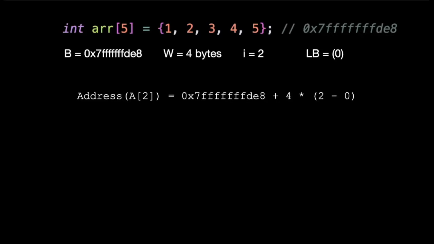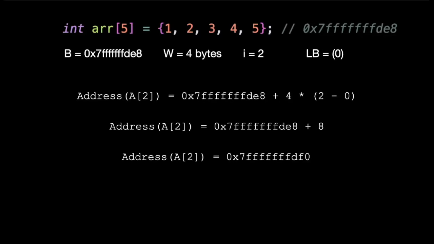We have our base here, we have our width, which is 4 bytes, we have our index that we want to access, which is 2, or it's the number 3 here, and our lower bound is of course 0. So here's how we do this. We take 4 times 2 minus 0, which is 2. 4 times 2 is 8. We add that to our memory address, and then this is the address that we get.